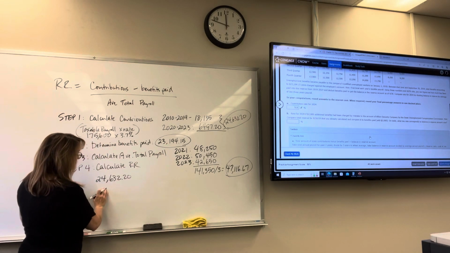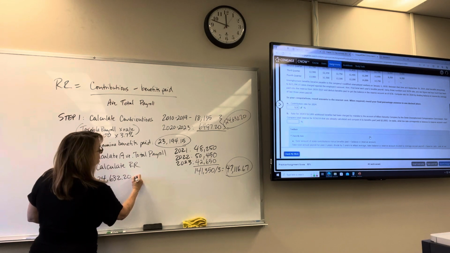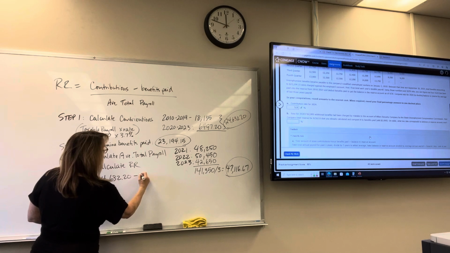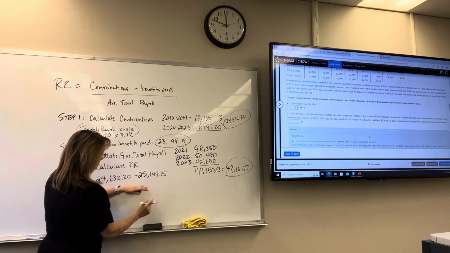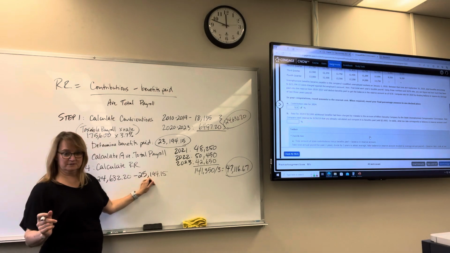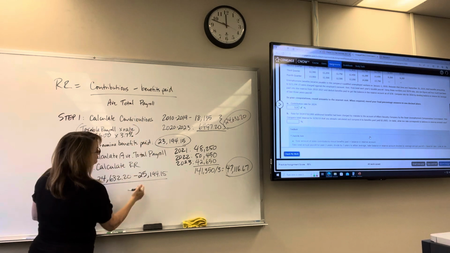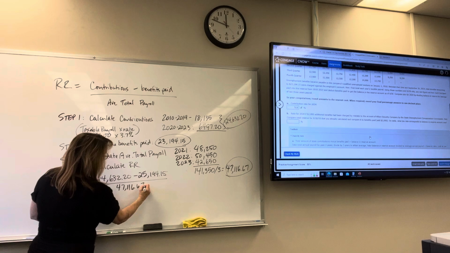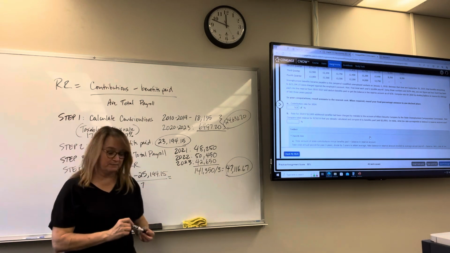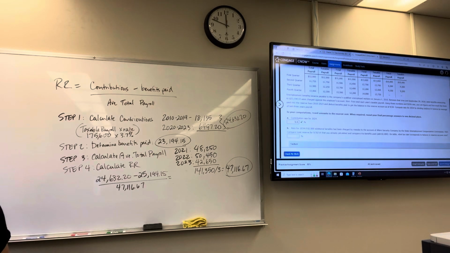All right, so 24,632, minus 25,194.15. So now we're in negative territory. Divided by the same average payroll, 47,116.67. You can probably imagine this is now going to be a negative number. But we'll do the math anyway, just for fun.